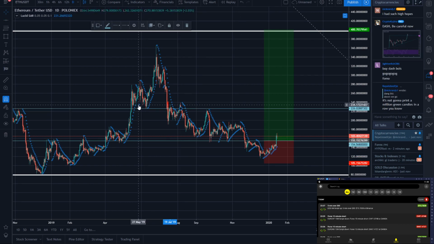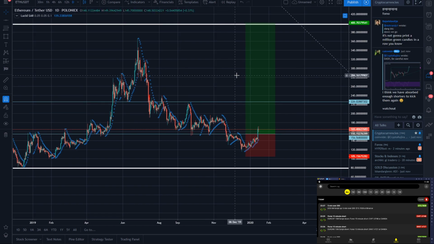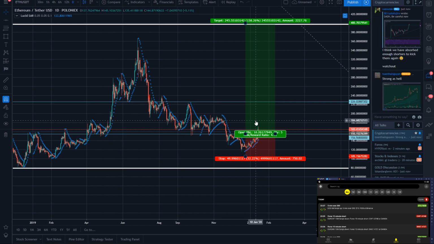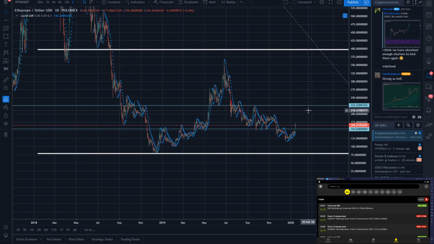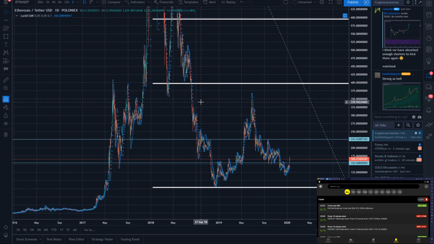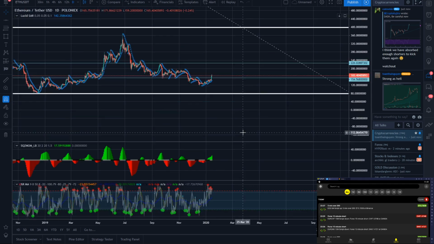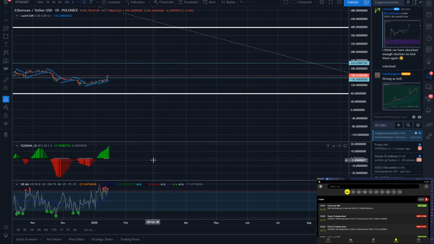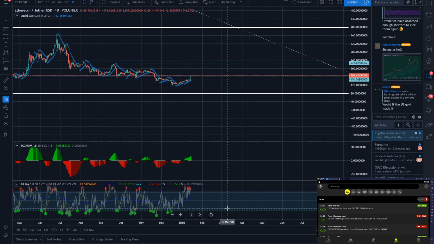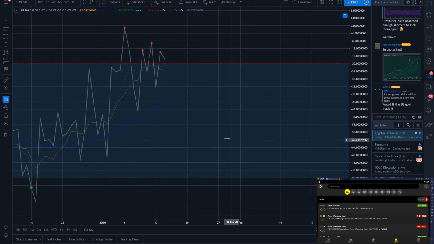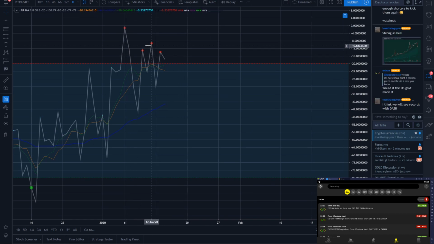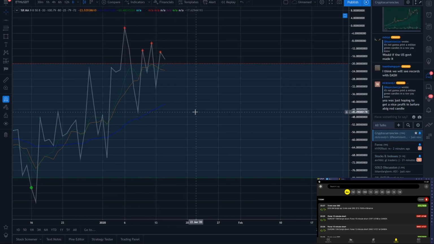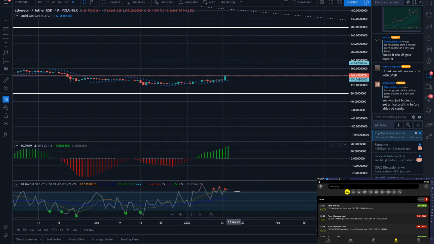If this breaks up above 226, your target is $400. So $400 for Ethereum is right now. If you see on the weekly, on the daily, there is no bearish divergence. Okay, there is a bearish divergence, you see, and there is a sell signal, and on the weekly, let's see.